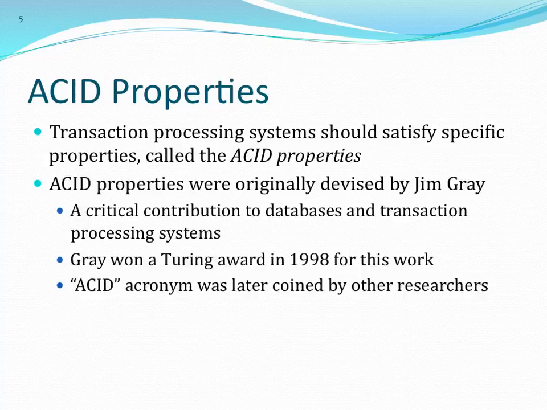The ACID properties were devised by this really brilliant guy named Jim Gray, who is basically the reason why you can go up to an ATM and withdraw money and the bank won't lose track of how much money you have, or you can make phone calls on your cell phone and the phone company can keep track of how many minutes you have left and all of these kinds of things. Because he was really fascinated by transaction processing systems, and he figured out all of these essential characteristics. And so he won a Turing Award for it, rightly so.